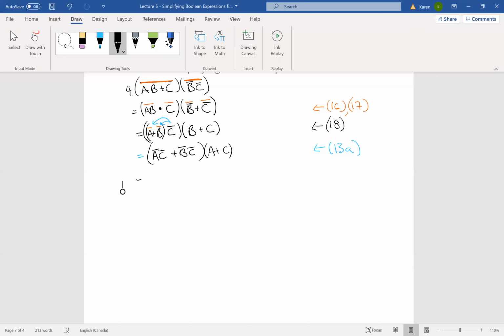Now I would tend to distribute this again to see what I get. So here I'm going to distribute here, here, here, and here. So I'm expanding. And I hope you know how to do this from math class.